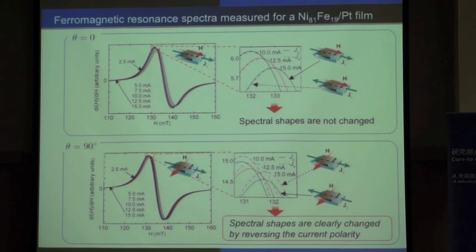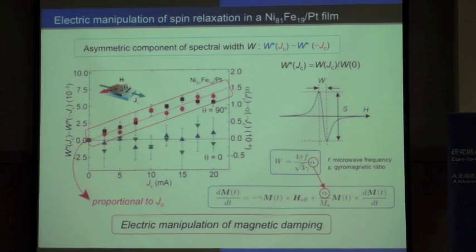To investigate this in detail, we have plotted the antisymmetric component of the spectral width as a function of the applied charge current. And as you can see from this figure, the spectral width increases linearly with the applied charge current when the field is applied perpendicular to the charge current. This demonstrates electric manipulation of magnetic damping because the FMR line width is proportional to the Gilbert damping constant.